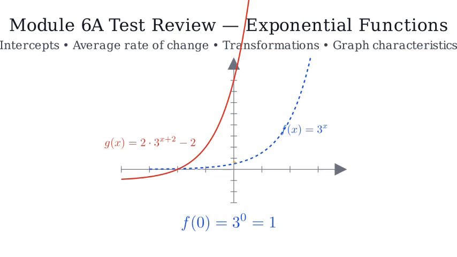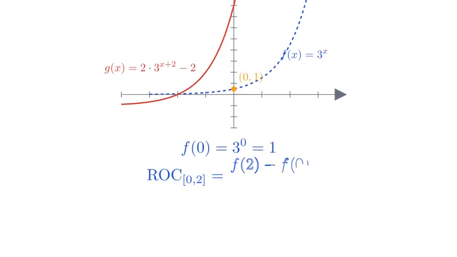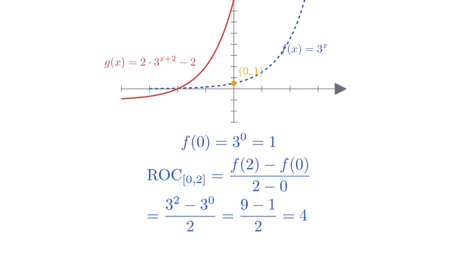Problem 1a. The y-intercept happens where x equals 0. So f of 0 equals 3 to the 0 equals 1. Problem 1b. Average rate of change on the interval from 0 to 2 is f of 2 minus f of 0, all over 2 minus 0. That equals 9 minus 1 divided by 2, which is 4.